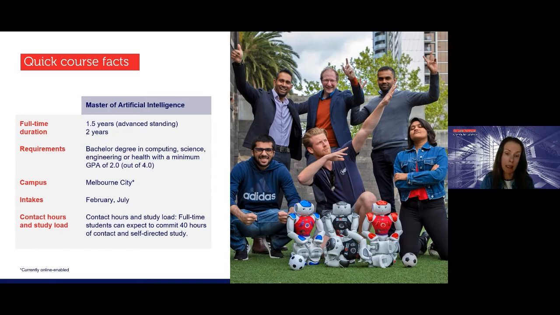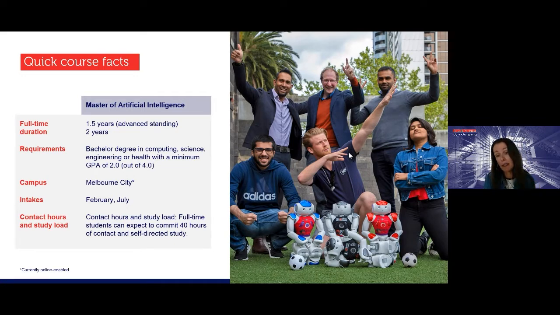The important thing about this programme is that it's what we would call non-cognate. It's not requiring that you have a bachelor's degree in computing or computer science. It's broader than that, so it's a bachelor degree in computing, science, engineering or health with a minimum GPA as stated. The expectation is that there are some elements of mathematics and statistics in those bachelors, and some element of programming or analytical reasoning.